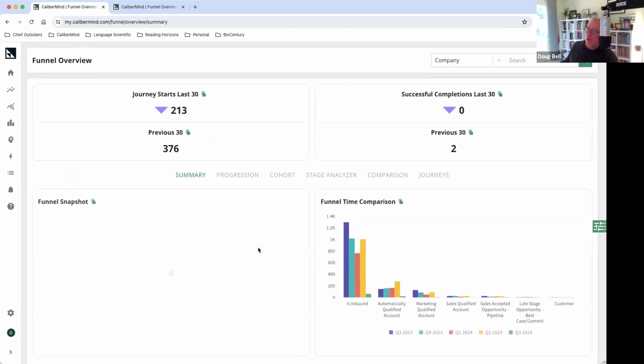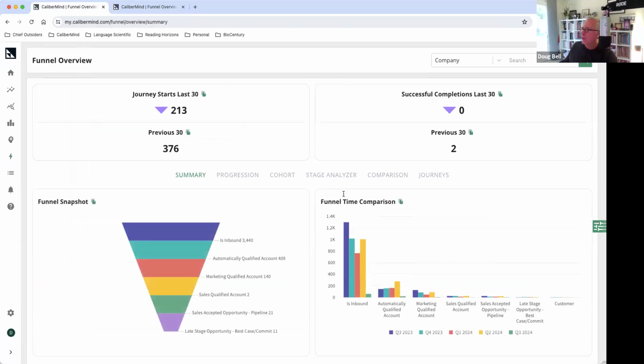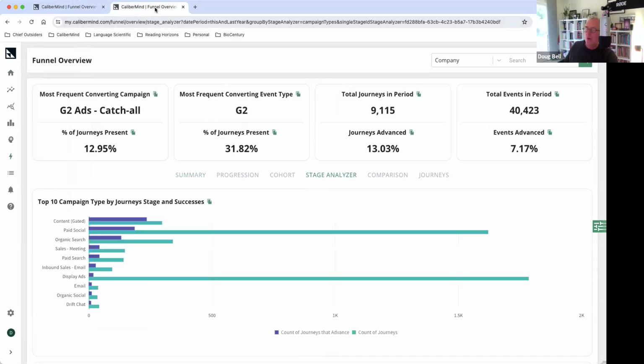I've already pre-cooked things and I've navigated over to our stage analyzer over here. Before I can understand what's happening mid-funnel, and in this case, when I say mid-funnel, I'm talking about all the things marketing has to do before we hand off to the selling organization. So my top of funnel is inbound stage starts. And then as I'm thinking about mid-funnel, I'm in that automatically qualified account and marketing qualified account area. That's really mid-funnel for the purposes of today's conversation.